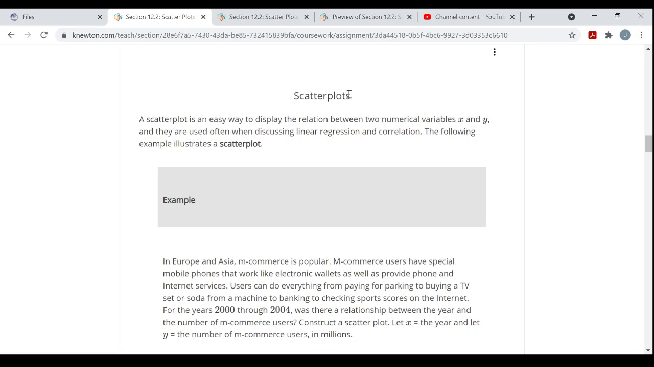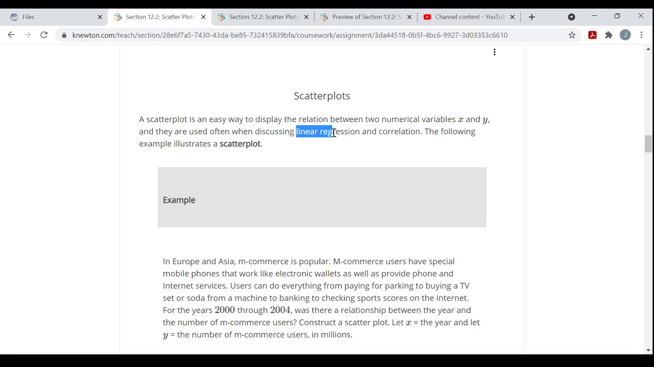So on scatter plots. A scatter plot is an easy way to display the relation between two numerical variables, say x and y, height and weight, age and IQ or something. Right, any two numerical variables. And they are used often when discussing linear regression and correlation.